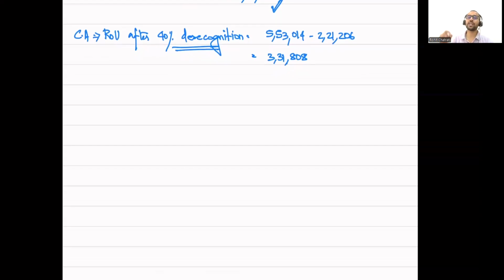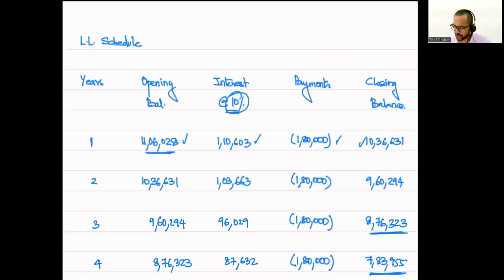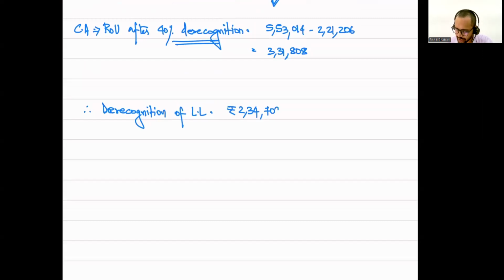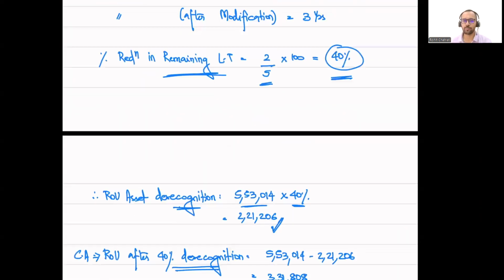All right, this is the slight difference between decrease in lease term and decrease in the scope of lease. In decrease in scope of lease, we were directly able to multiply by 50 percentage, whereas over here we are not multiplying by 40 percentage. We are calculating the lease payments that are no longer required to be paid in present value terms, and we are taking that value as the amount of derecognition. So the derecognition of lease liability is equal to 2,34,702. The lease liability is going to be derecognized by 2,34,702.